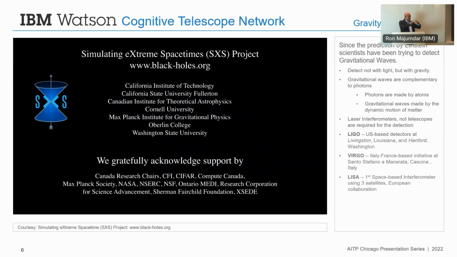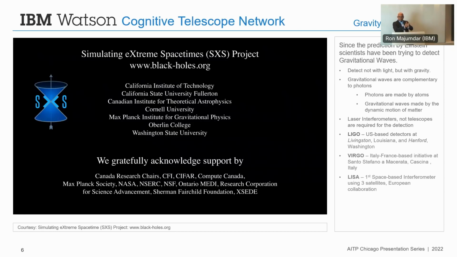Now, where do we go from there? So LIGO is the US-based gravitational observatory. It's nothing but an interferometer. If you don't know what an interferometer is, it's a very simple system. It has two legs, and there's a laser beam that is split, and it goes down the two beams and gets reflected back.